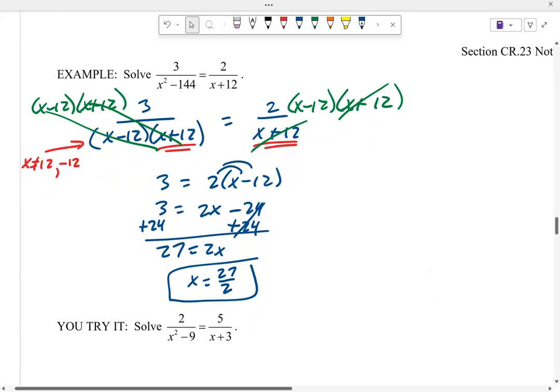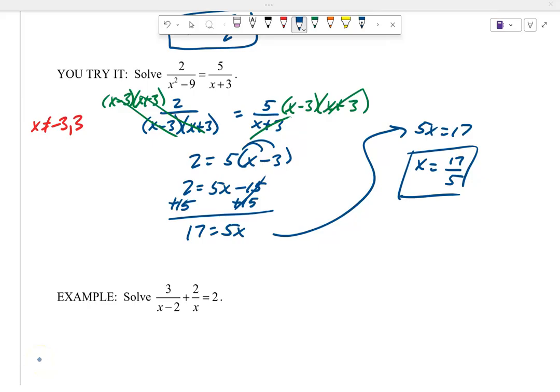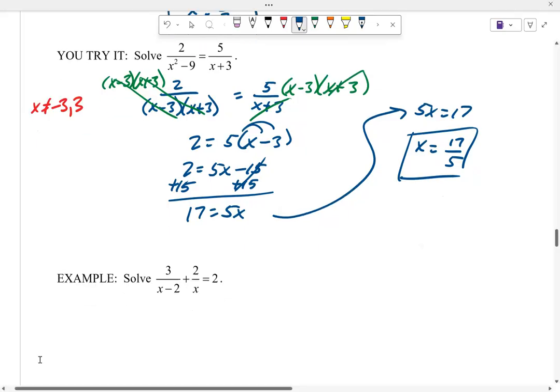So why don't you just try that one and similarly think about what you're going to throw out and then try and solve that one like that last part. If you want to pause the video. You should end up with 17/5 on that try problem. As long as it's not negative 3 or 3, it's okay. So we did get 17/5. Of course, you can always check that in the original.